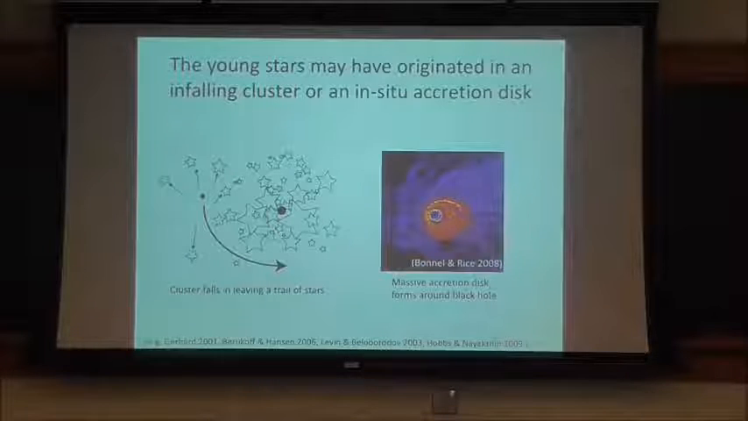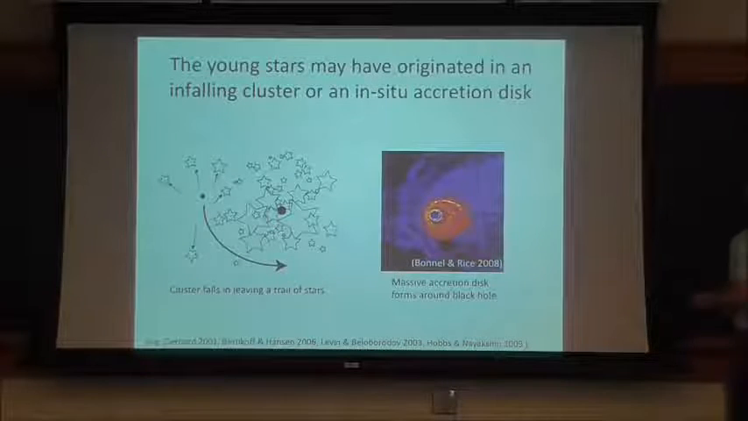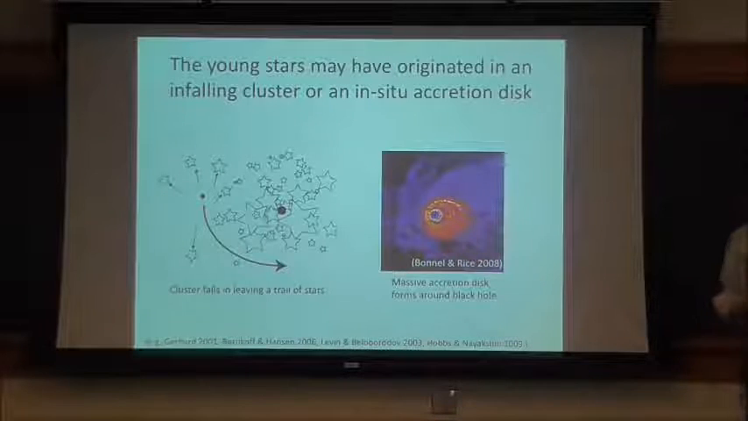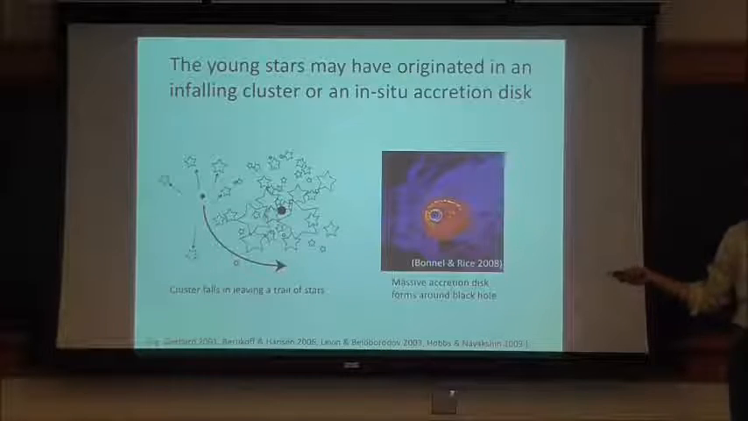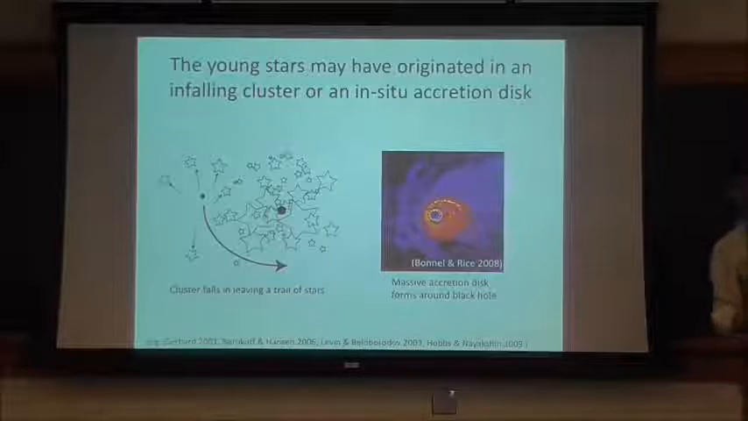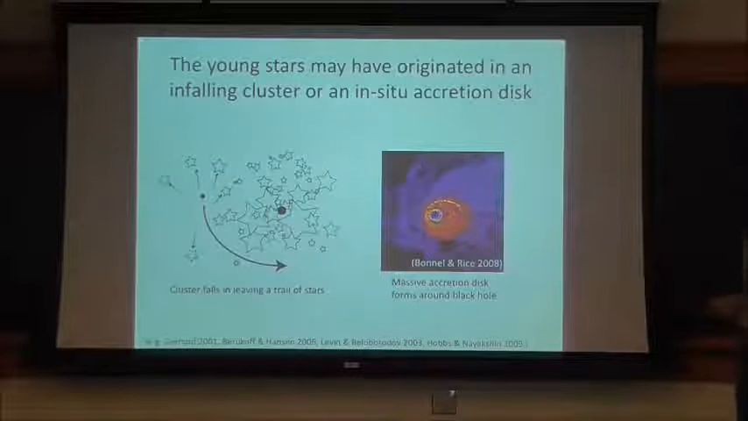There are two main theories about this. One is that maybe they didn't form at the very center, but they formed further out in a cluster, and then that cluster migrated toward the center of the galaxy. So this is a cluster infall. In such a scenario, you kind of expect to see like a trail of stars that comes to the center.